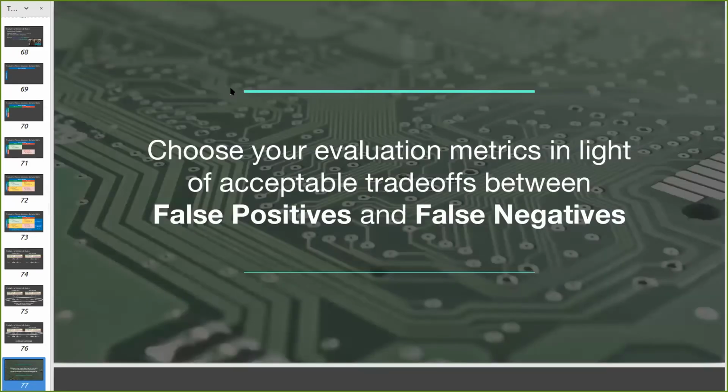So choose your evaluation metrics in light of acceptable trade-offs between false positives and false negatives. There are two things here. One is we need the true positives and true negatives to be good, and we also want to minimize false positives and false negatives. And depending on the kind of application that you're trying to build and the purpose you're trying to come up with, you should also choose between whether you want to minimize false positives or false negatives.